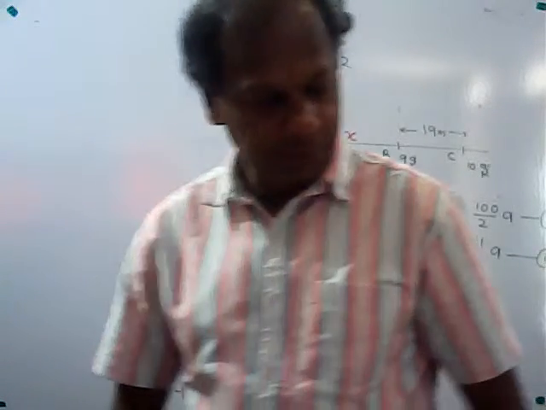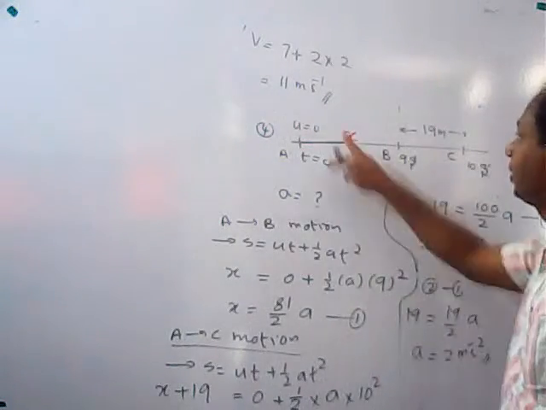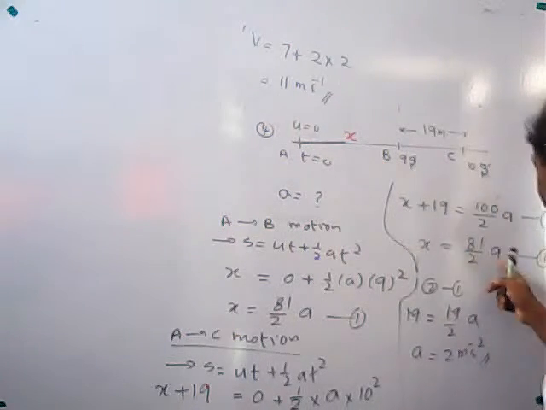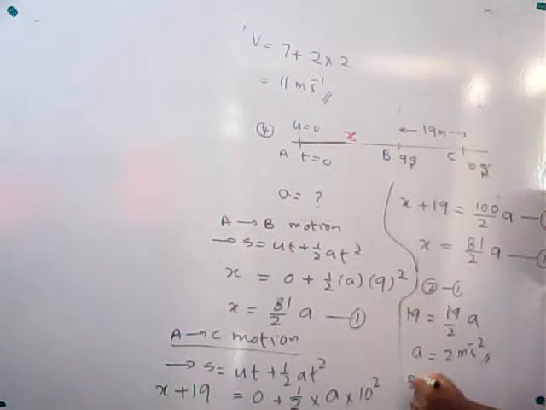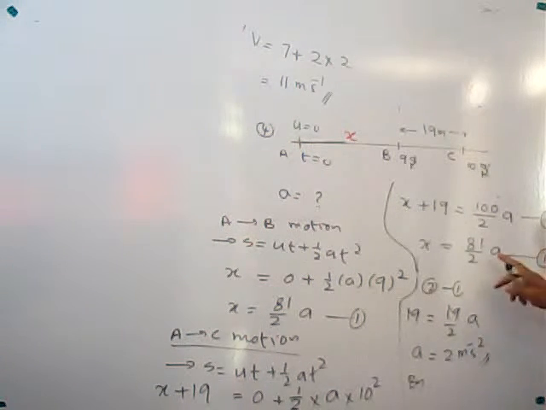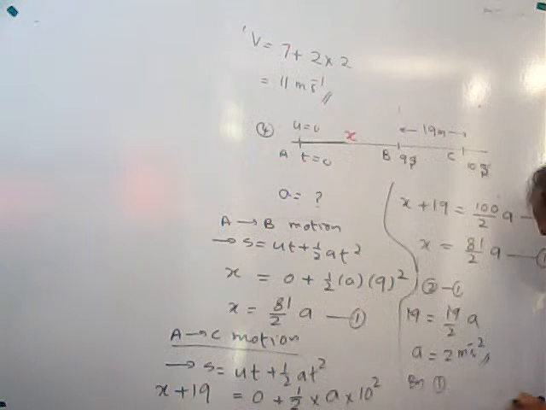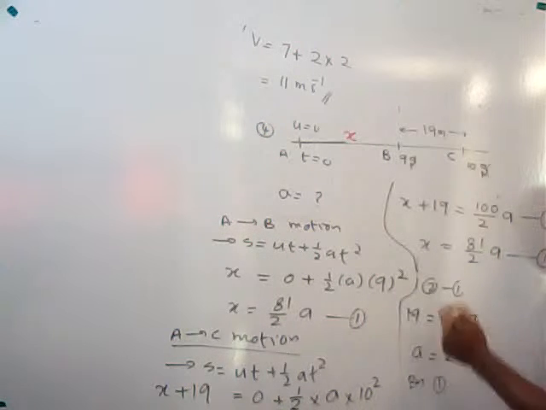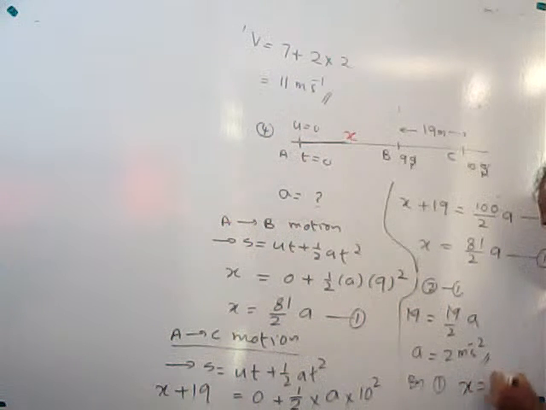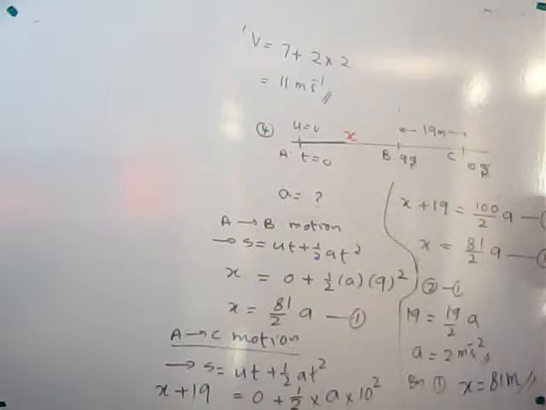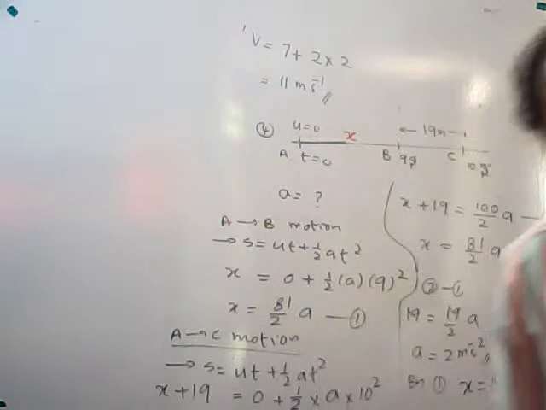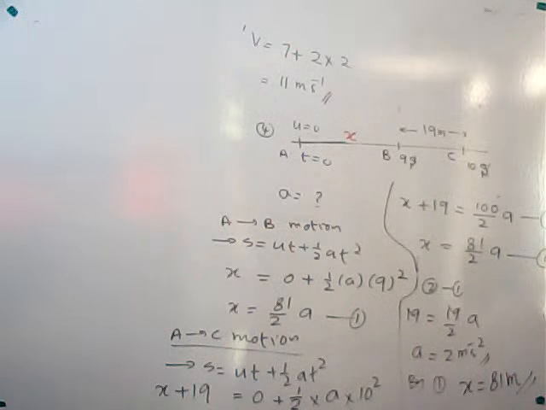Distance traveled in the first 9 seconds, that is x. You can easily find x by equation 1. And then the distance is 81 meters. The distance traveled by the particle is 81 meters. 81 meters is the answer for the last part.